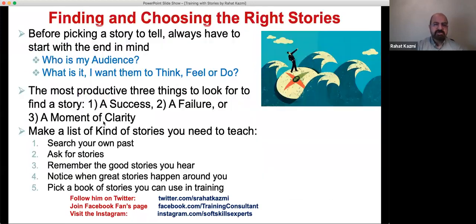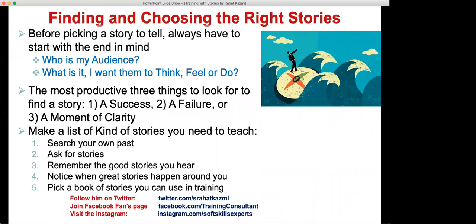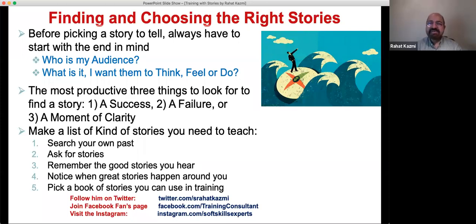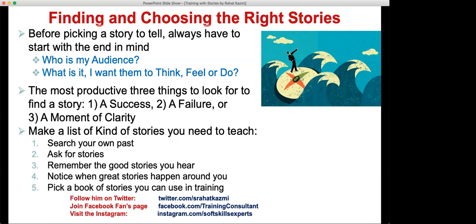Let's move on, guys, to finding and choosing the right stories. Why is that important? Why do we need to find the right stories? Look at the picture here. What does the picture say to you? Is that someone sailing above the waves? Okay. Anybody else? I can see a dollar sign there. Yes, that's right, a dollar sign as well.